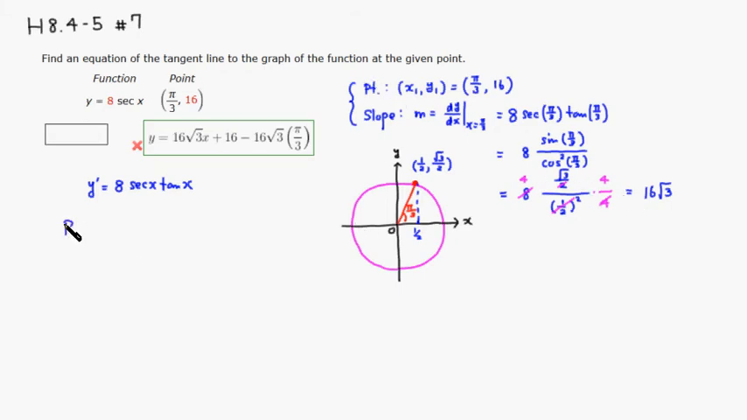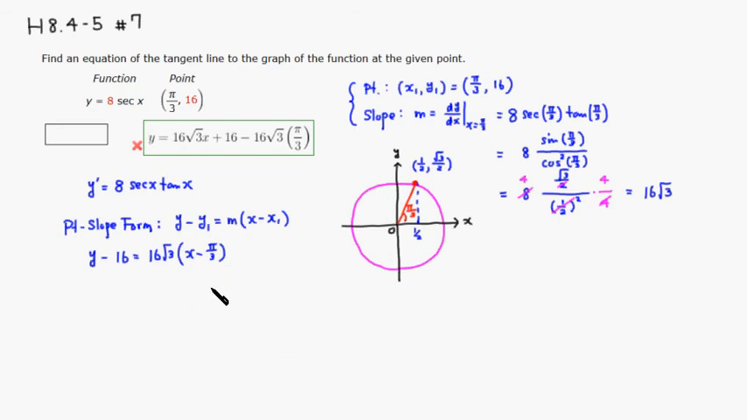So I'm going to just say point slope form. And if you remember, it's y minus y1 is equal to m times quantity x minus x1. So in this case, y minus y1, y1 is 16, is equal to, the slope is 16 square root of 3, times x minus x1, which is pi over 3.